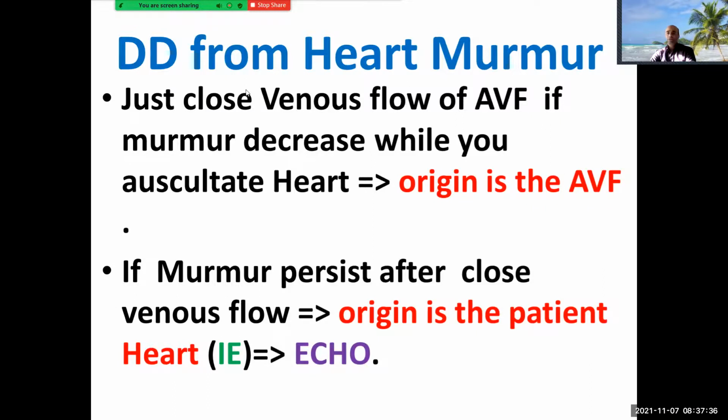To differentiate between a murmur from the heart or from the fistula, just occlude this outflow cephalic vein with your fingers and listen for the murmur. If it disappears, this means your murmur came from the fistula. If the murmur doesn't change with pressure, your origin is the heart. You should do an echocardiogram to rule out infective endocarditis, especially if your patient is septic. I hope that point is clear and simple.